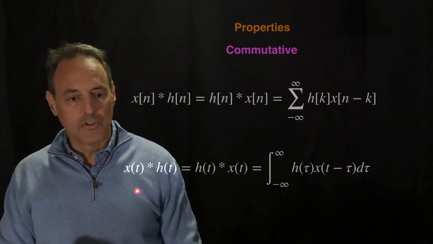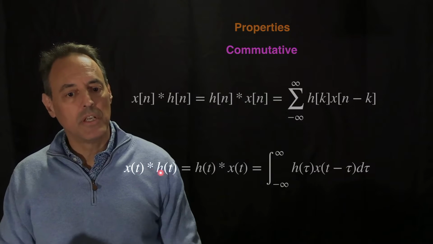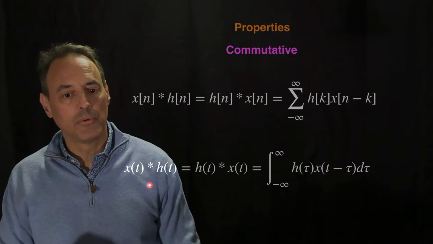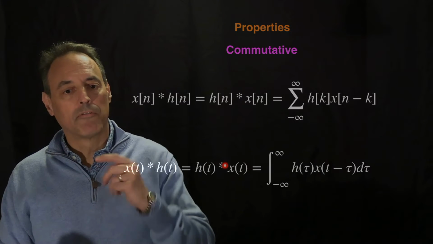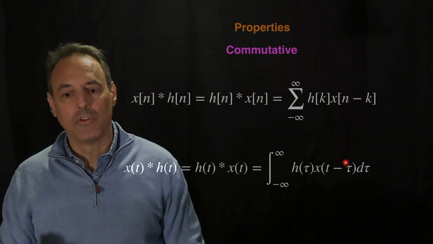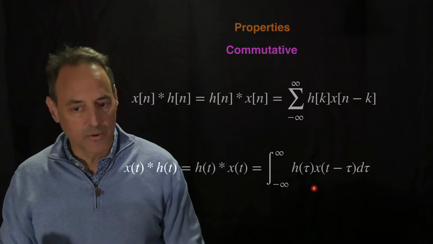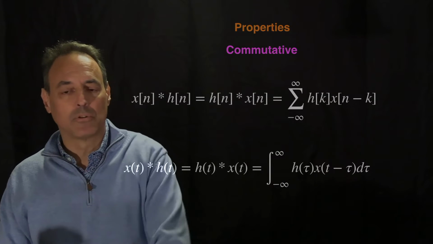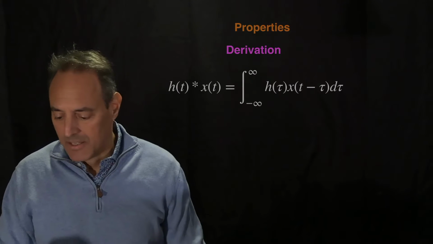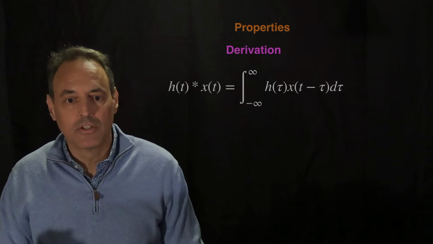Similarly, for continuous functions x of t and h of t, this is the convolved solution that you would get. You can flip the order around so that you, in fact, have h of tau, x of t minus tau. So this is another representation of it that's absolutely equivalent. And in fact, let's just derive this here. Here's the derivation of this.